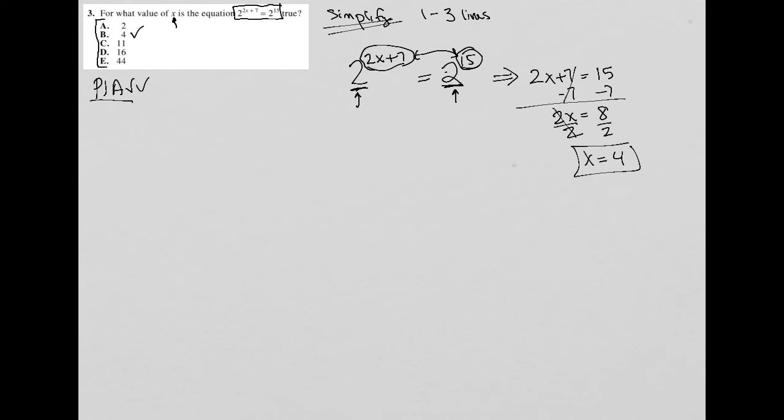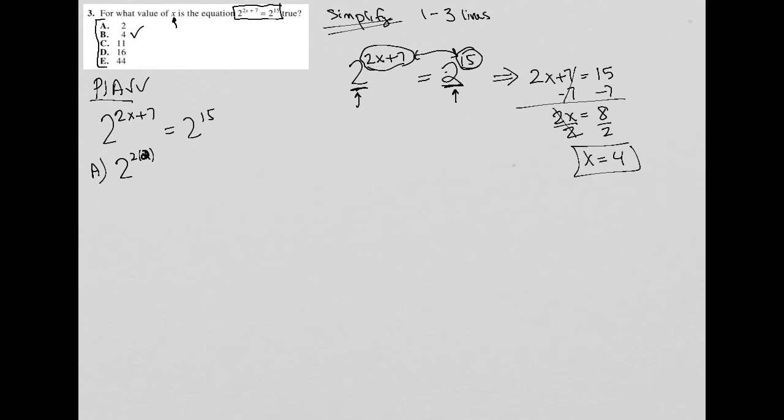So how do I do that? Well, I take the original question, 2 to the 2x plus 7 equals 2 to the 15th, and I just try each answer. So I try answer choice A, which is saying that x is equal to 2. So I try that. I say, okay, well, let's see. When I put 2 in, oops, I put 4. I'm getting ahead of myself.